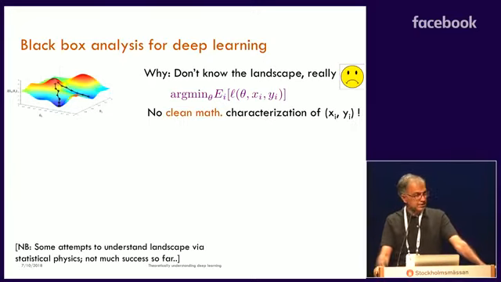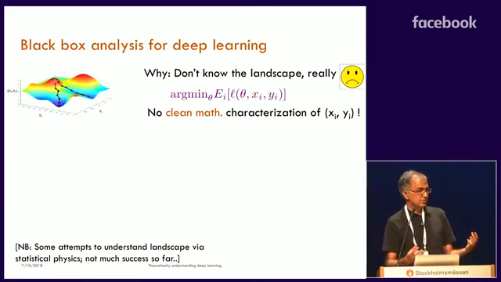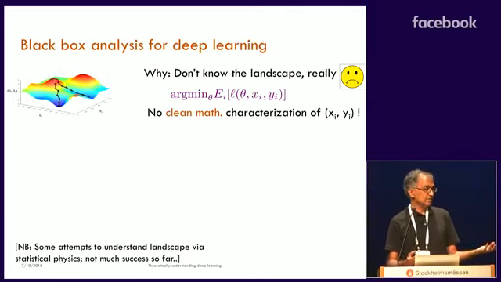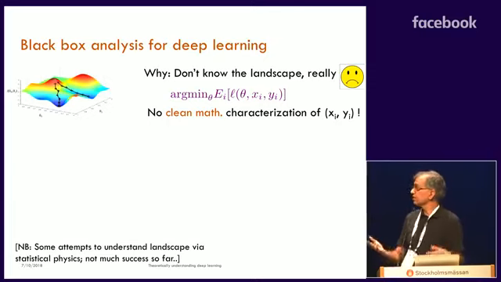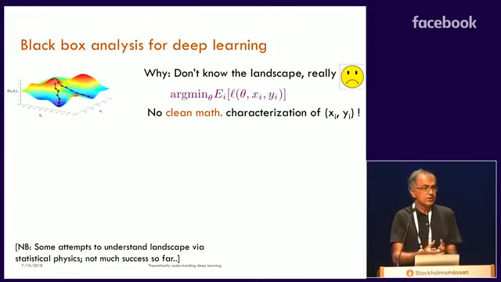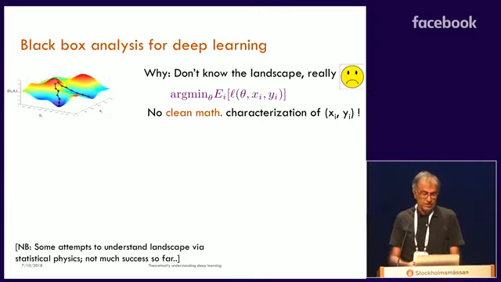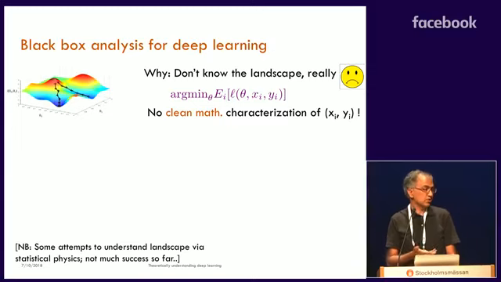And the answer is that there's no clean mathematical characterization of these data points. What makes a sequence of pixels an image of a dog or a cat? There's no mathematical description of it. So as far as we're concerned, there's this million-term objective, and it has all these terms in it which we have no mathematical understanding of. OK, so as far as math is concerned, we might as well be dealing with a black box.